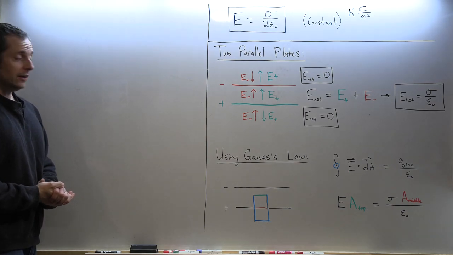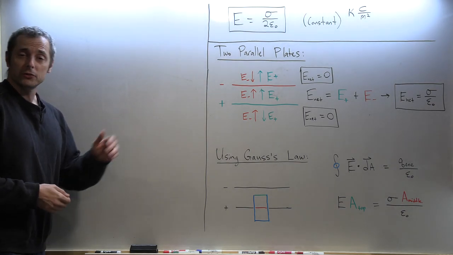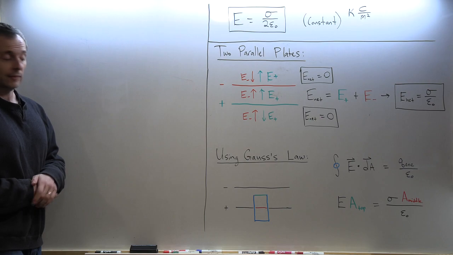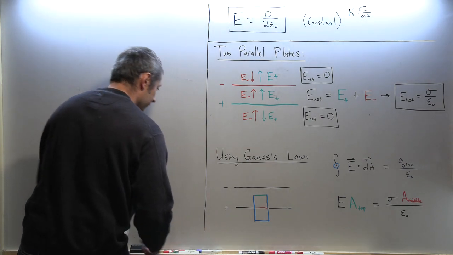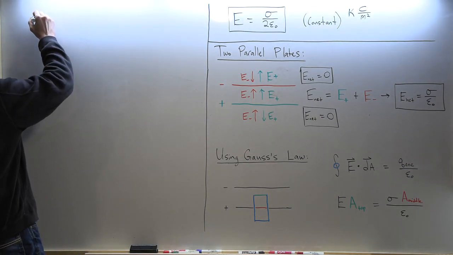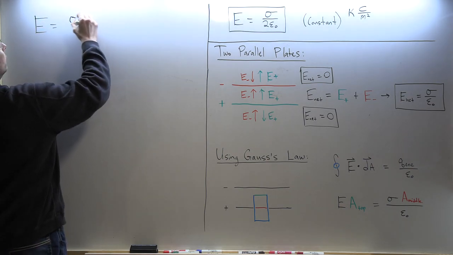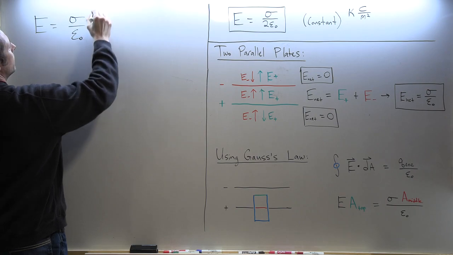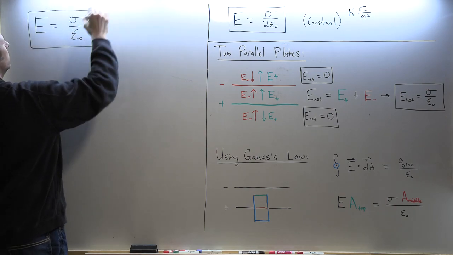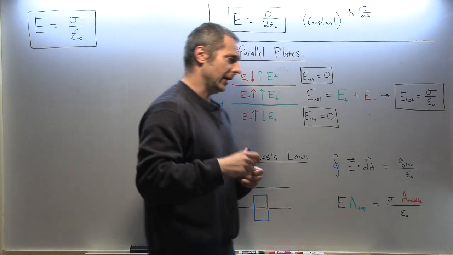If I haven't already done so, I'm going to create a pause to allow you to catch up. And finally, we have the electric field equaling sigma over epsilon 0 once again. Okay, so go ahead and jot that down.